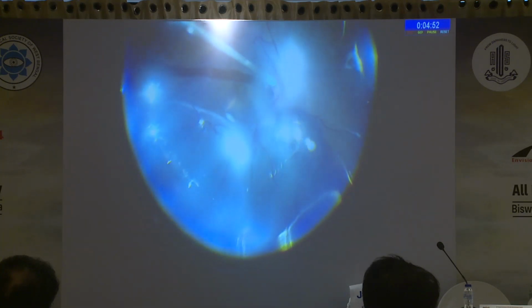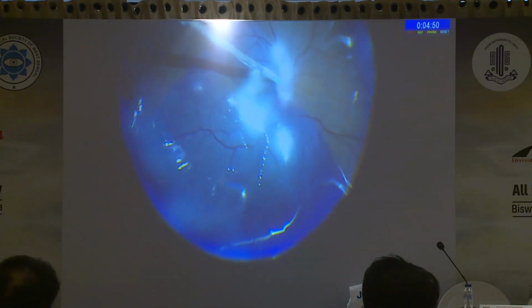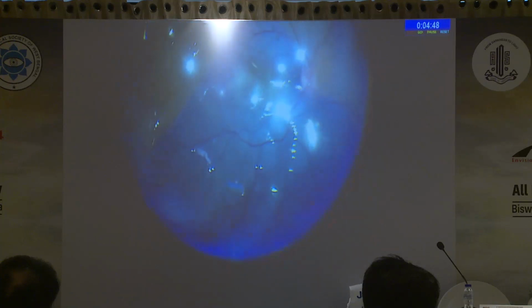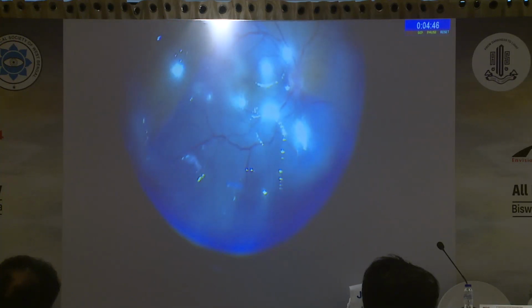Now this patient was an outstation patient. He went back to his hometown, and then when he came almost after 3 months, what we saw is the subretinal hemorrhage had almost subsided entirely, but he presented with a retinal detachment inferiorly. Quite a stiff one actually.